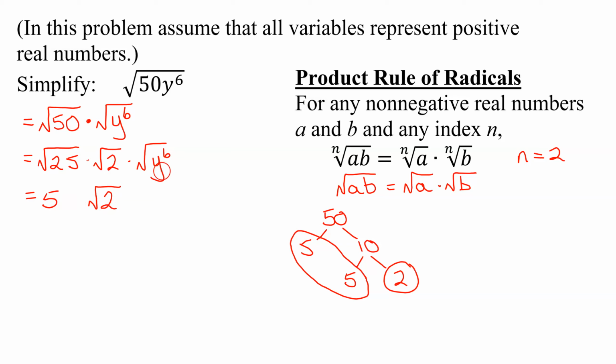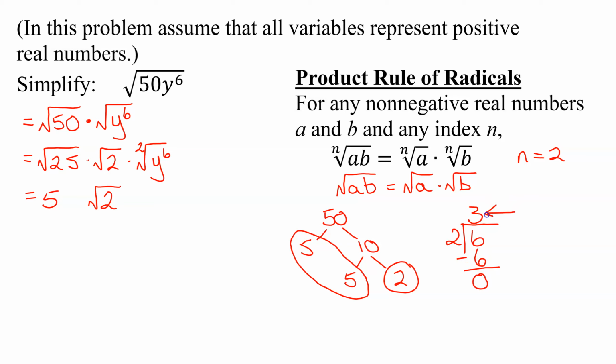And now I have to figure out what is the square root of y to the 6th. I'm going to use the shortcut method for figuring this out. And the shortcut method uses the fact that the index here is a 2 because it's a square root. And what we do is we divide the index 2 into the exponent 6. 2 goes into 6 3 times. 3 times 2 is 6. Is there any remainder? No.